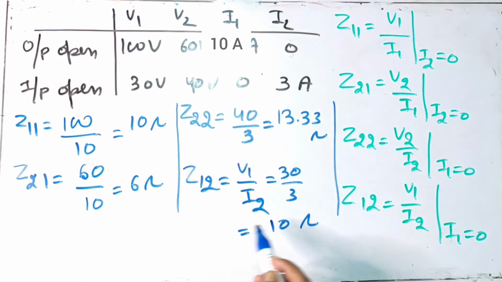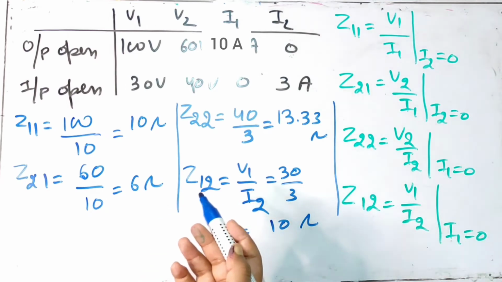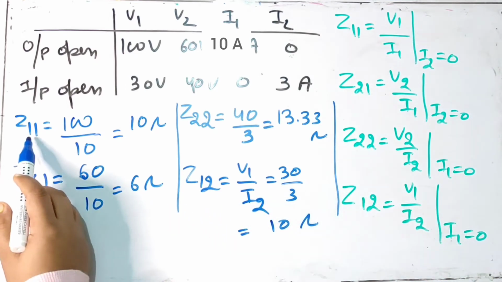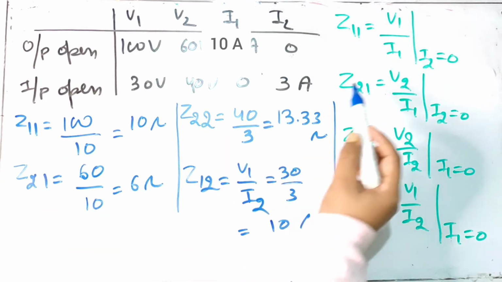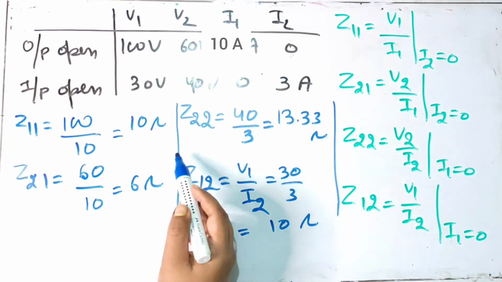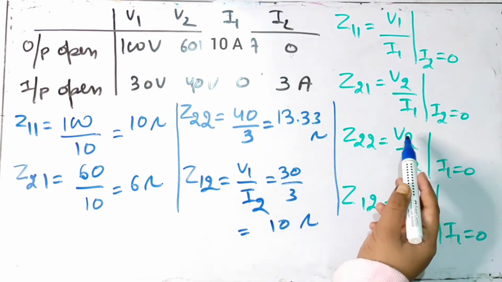So that is how we solve this question. It's pretty simple, but what is the easier way to remember? Let me share a trick with you. There are two digits, Z11. Both the digits are 1, so it will turn out to be V1 by I1. Same goes for Z22. Both the digits are 2. So the formula will be V2 by I2.